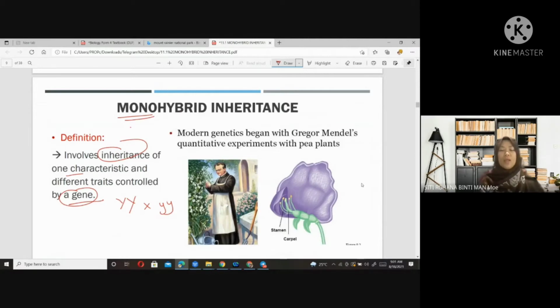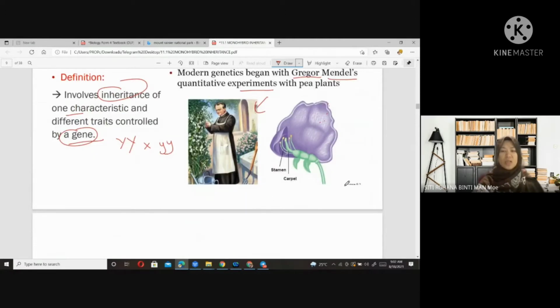Okay, so modern genetics actually began with Gregor Mendel, an Austrian monk. Macam paderi bagi orang Austria lah. So he carried out quantitative experiments with garden pea plant. So dia yang jalankan eksperimen menggunakan pokok kacang ini. Kita tengok ciri-ciri yang dikaji selepas ini.